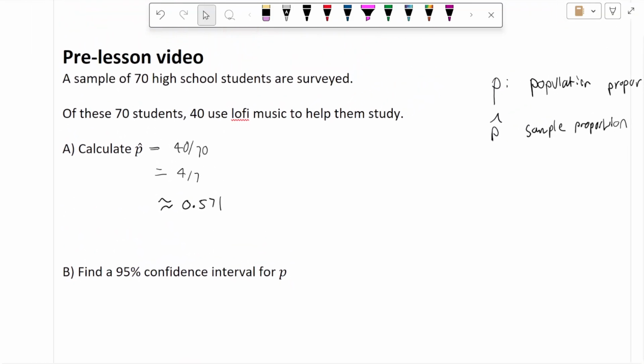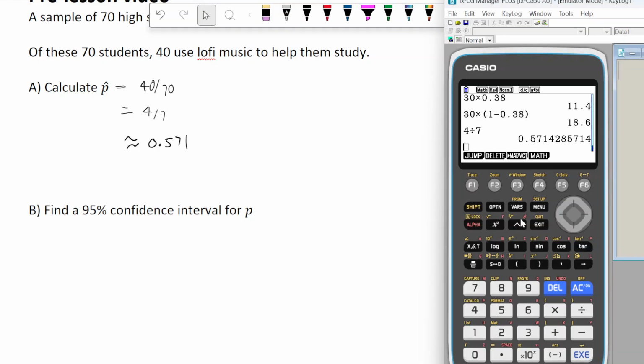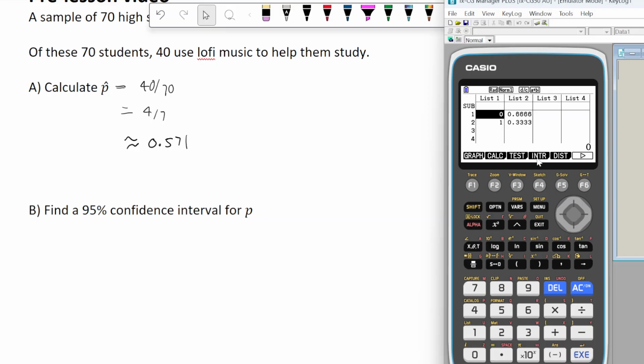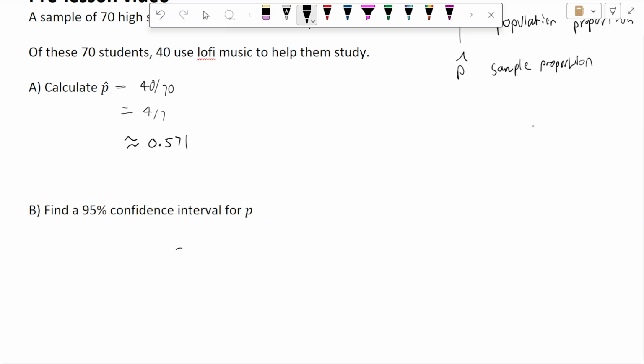Now, this video assumes that you've seen this for continuous variables, but just really quickly, it's our best guess at what the true proportion actually is. So if we go into stats and we want to go into interval, Z, and then one prop for proportion, 0.95, X was our 40 students and 70. And then we're going to do that. So the lower would be 0.455. And our upper will be 0.687.